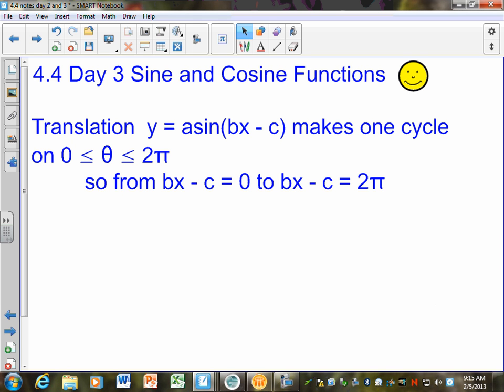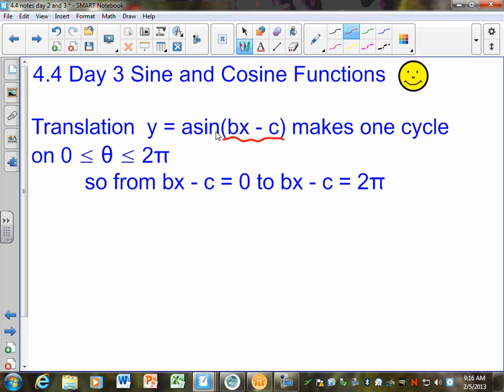We know b changes the period. Well, c is going to affect where that period starts. It might not always start at 0 because we might shift it to the left or shift it to the right. So what we could do is take this part right here and set it equal to 0, or set it equal to 2 pi, and solve it for x. And that's where this shift comes from.